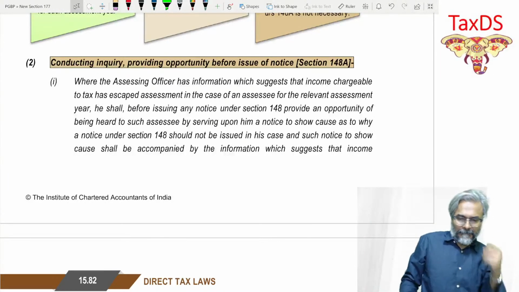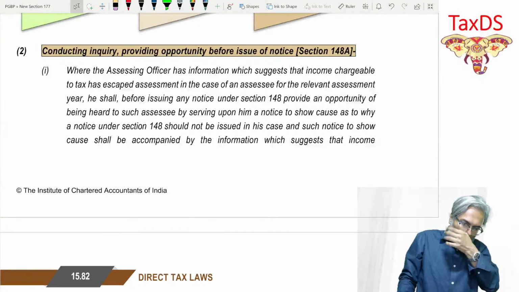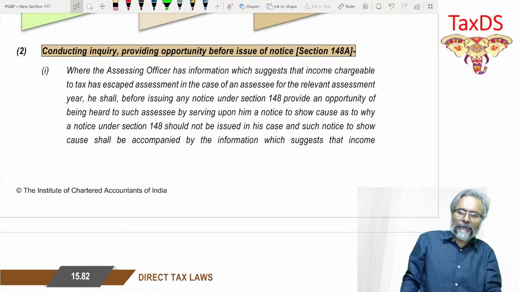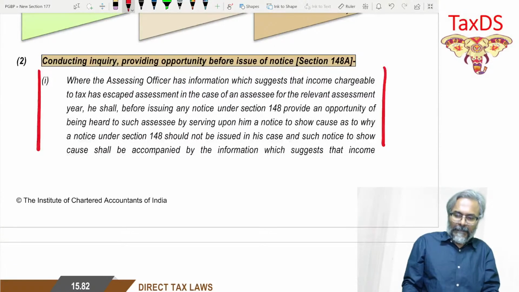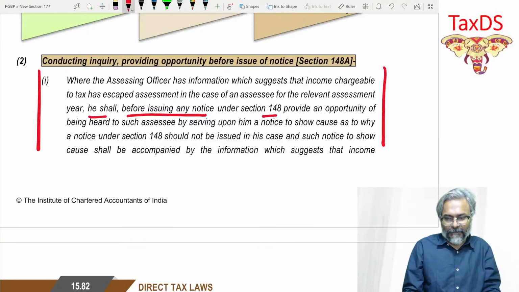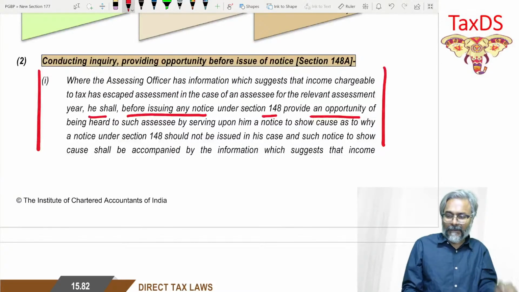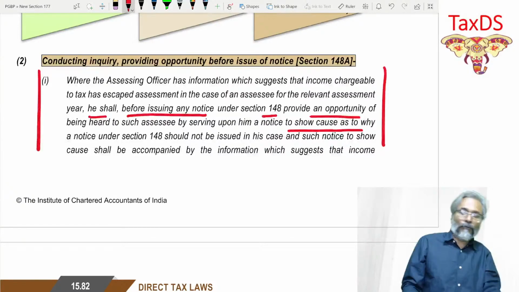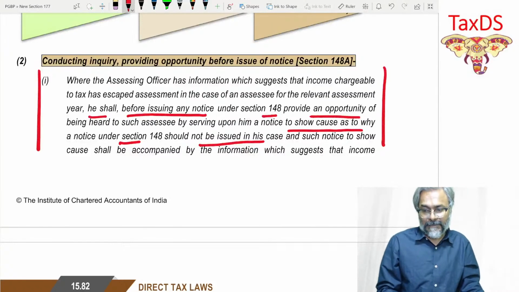Let's have a look. Students, 148A: where the assessing officer has information which suggests that income chargeable to tax has escaped assessment in the case of an assessee for the relevant AY, he shall, before issuing any notice under section 148, provide an opportunity of being heard to such assessee by serving upon him a notice to show cause as to why a notice under 148 should not be issued in his case. A show cause.